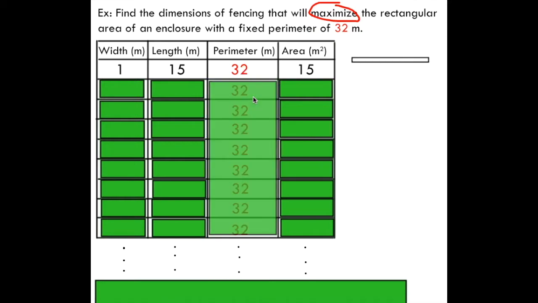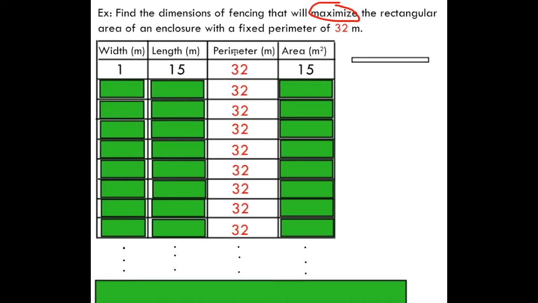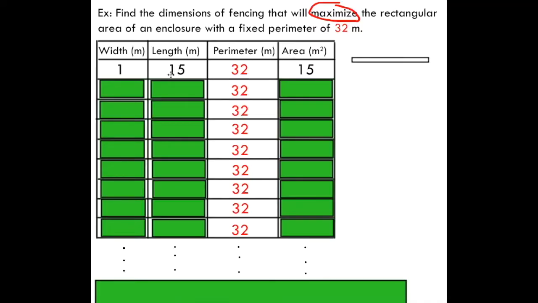So my condition of perimeter is fixed. So I have to have 32 meters in this case. So what I want to do is investigate what other combinations are there for length and width that would still give me a perimeter of 32 meters. And by changing those dimensions, what happens to the area as a result? So let's look at the first one here.